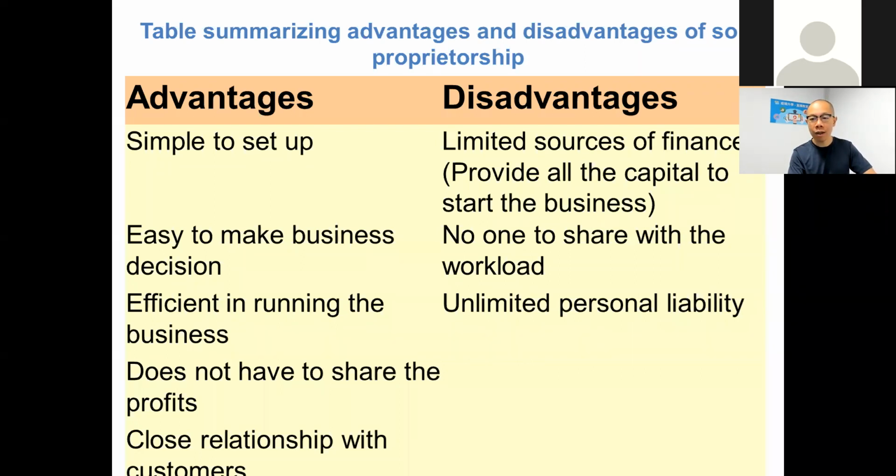What about some of the disadvantages, some of the bad things about a sole proprietorship? One, think about where you're going to get your money from. Most likely yourself, maybe some money from a bank. But if you're an investor, this would not be very attractive because the sole owner is the 100% owner of the business. Why would you invest in a business if you have no part in the business?